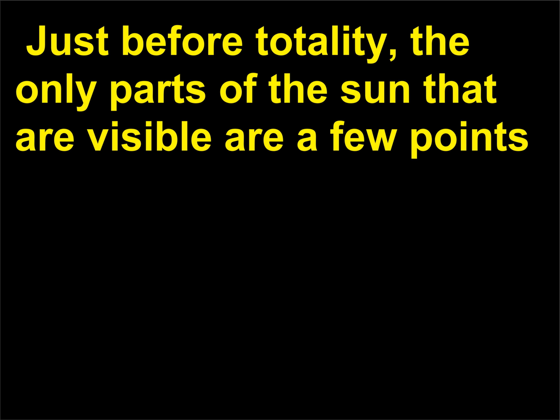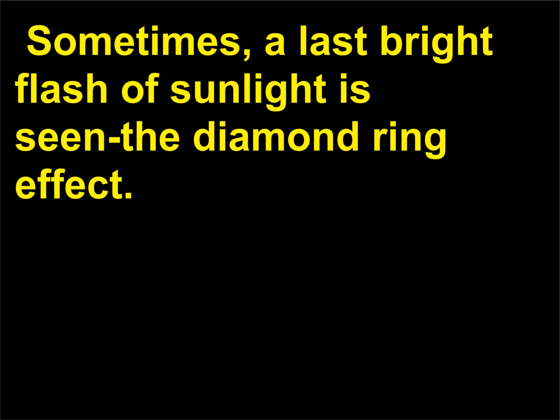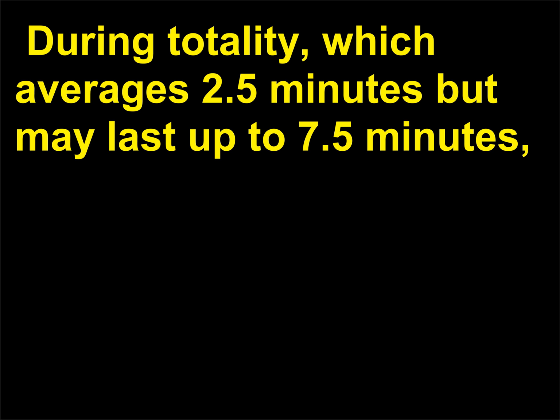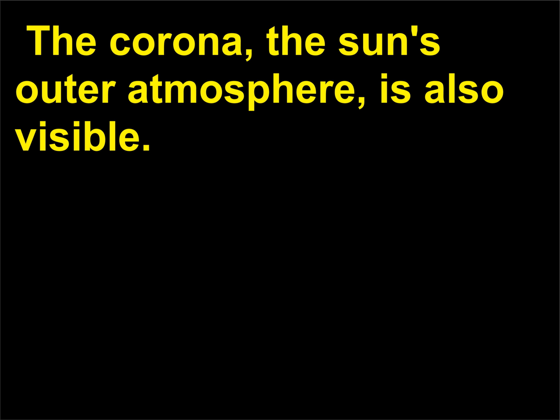Just before totality, the only parts of the Sun that are visible are a few points of light called Baily's beads shining through valleys on the moon's surface. Sometimes, a last bright flash of sunlight is seen, the diamond ring effect. During totality, which averages 2.5 minutes but may last up to 7.5 minutes, the sky is dark and stars and other planets are easily seen. The corona, the Sun's outer atmosphere, is also visible.